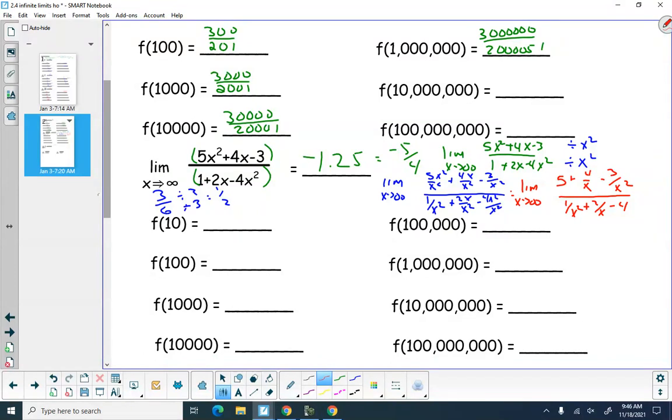Now the nice thing about limits is limits you can put anywhere. If I'm taking the limit of this entire fraction, that's the limit as x approaches infinity of 5, the limit as x approaches infinity of 4 over x, the limit as x approaches infinity of 3 over x squared. I'm taking the limit of each one of these terms. Well, as x gets bigger and bigger and bigger, what happens to the value of 5?